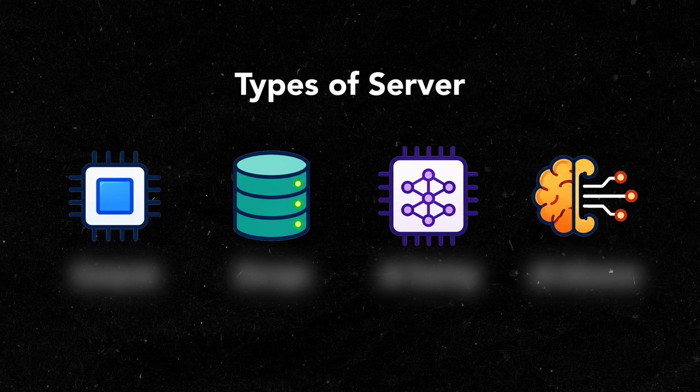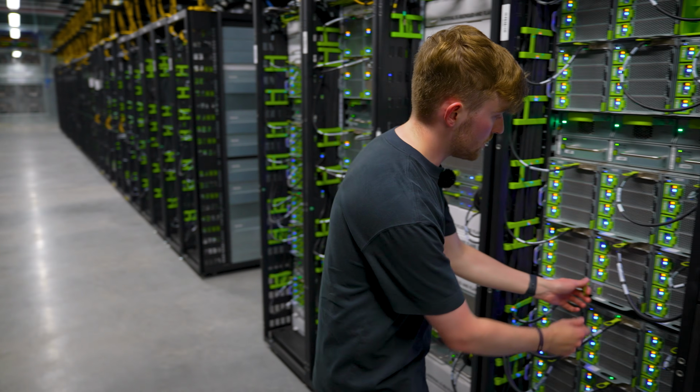So, what are the different types of designs that Meta is using inside of its data centers? Well, it entirely depends on how detailed you want to go, but at the surface, there are 4 types of server inside of this facility. Let me break it down for you.